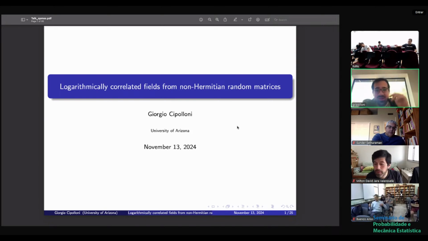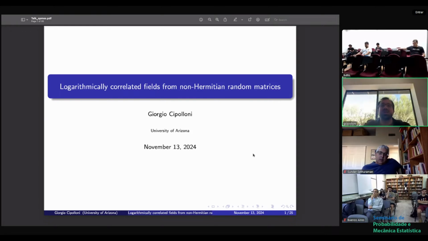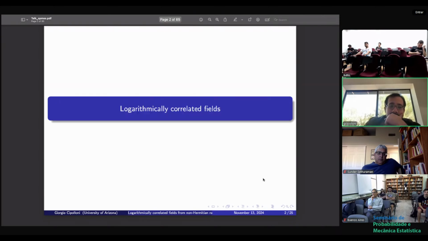So yeah, today I will present some fairly natural log-correlated fields that come up in non-Hermitian matrices. I will first start with a fairly substantial introduction and motivation, of what kind of questions and why one would like to study these log-correlated fields in this setting, and then we'll go more into the connection with random matrices. So feel free anytime to interrupt if something is not clear, or with any questions. Okay, so let's start with log-correlated fields in general.